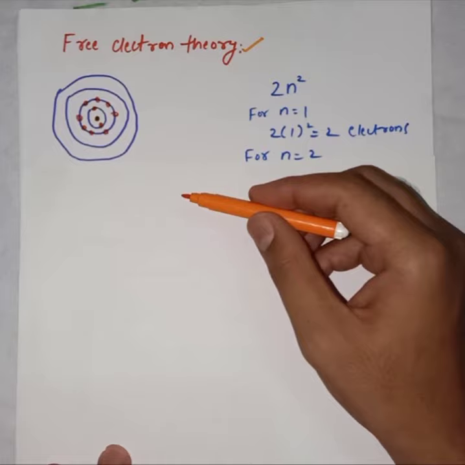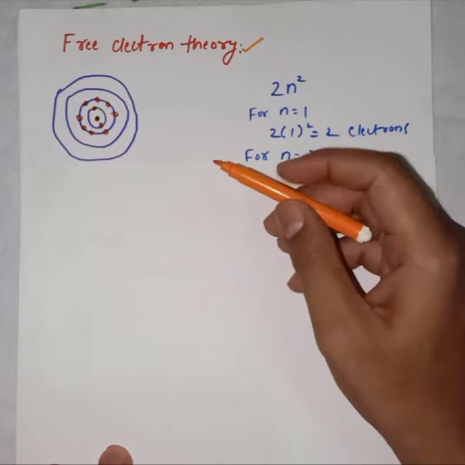It consists of the central nucleus and is surrounded by electrons. These are the electrons, right? Here also there are many electrons. Here also there are many electrons that revolve around the nucleus.